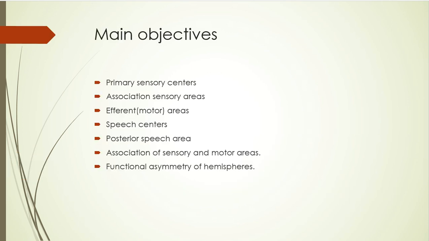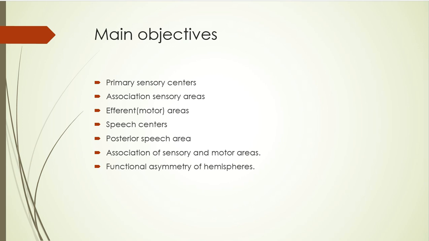The main objectives we study today are primary sensory centers, then the association sensory areas, then efferent or motor areas, and then speech centers, the posterior speech area, then the association of sensory and motor areas, then the functional asymmetry of hemispheres, because the right hemisphere is functionally for the left side of our body, and the left cerebral hemisphere controls the right side of the body.